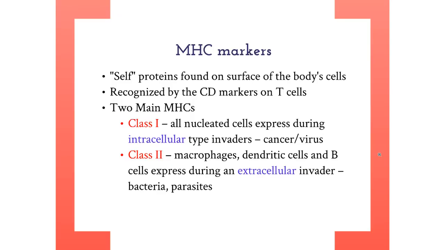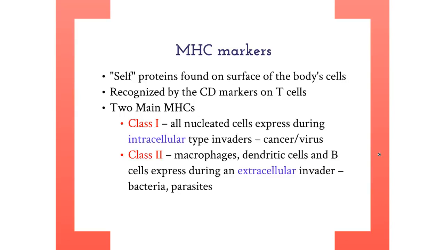The second surface marker on the T cell was the CD marker. The CD markers on T cells are used to recognize MHC proteins on host cells. MHC molecules are self-proteins and are used by APCs, antigen-presenting cells, to present antigens to the T cells.